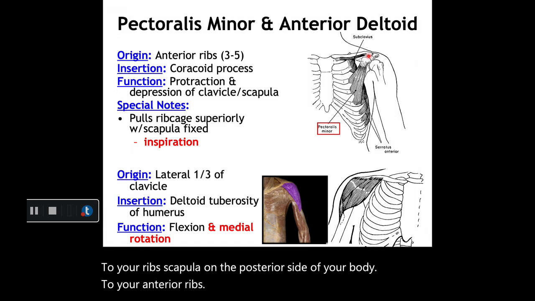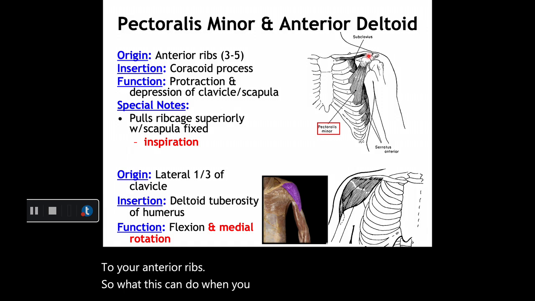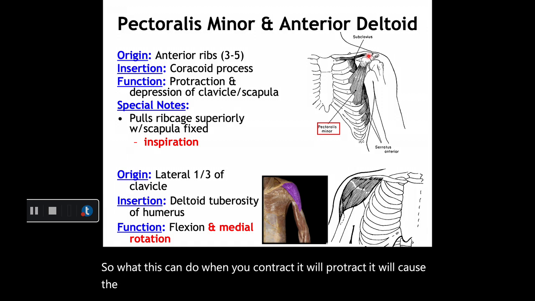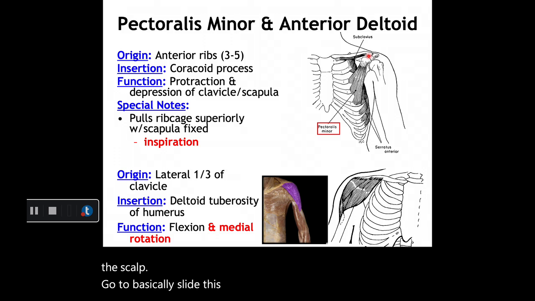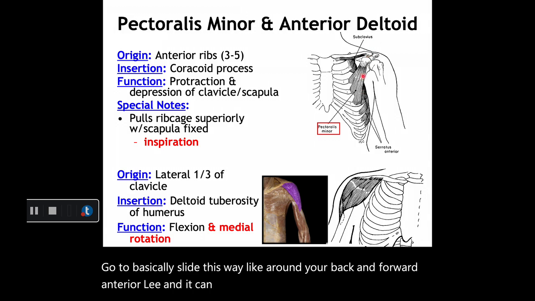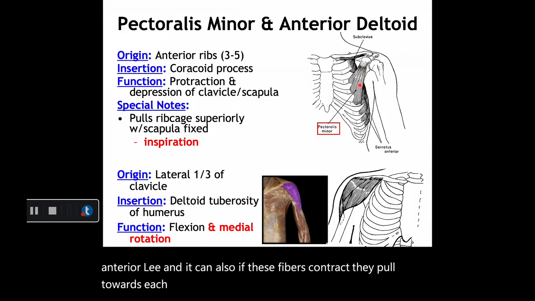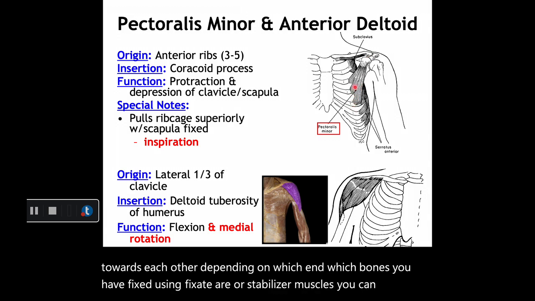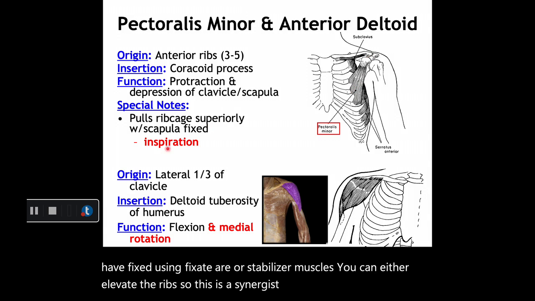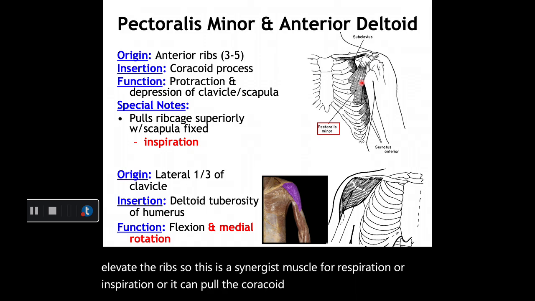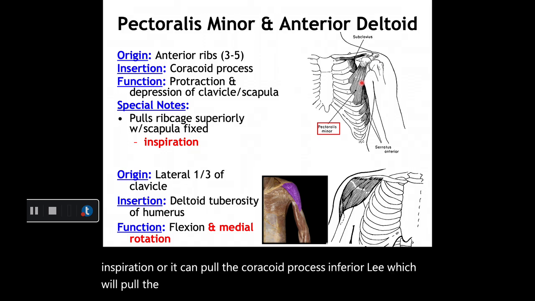So, what this can do when you contract it, it will protract. It will cause the scapula to basically slide this way, like around your back and forward anteriorly. And it can also, if these fibers contract, they pull towards each other. Depending on which end or which bones you have fixed using fixator or stabilizer muscles, you can either elevate the ribs. So this is a synergist muscle for respiration or inspiration. Or it can pull the coracoid process inferiorly, which will pull the entire scapula inferiorly, which is called depression of the scapula.